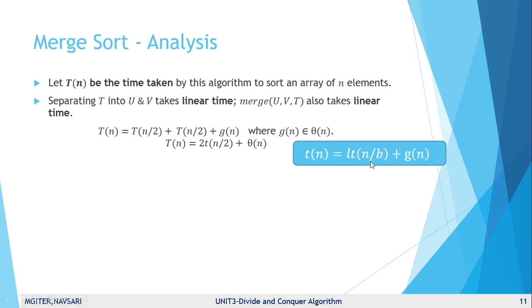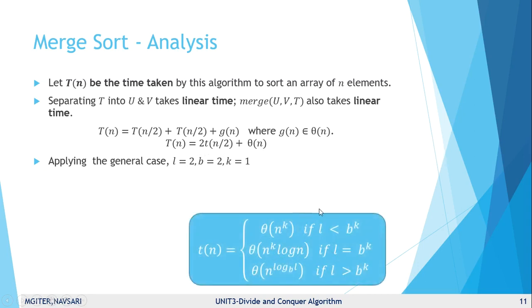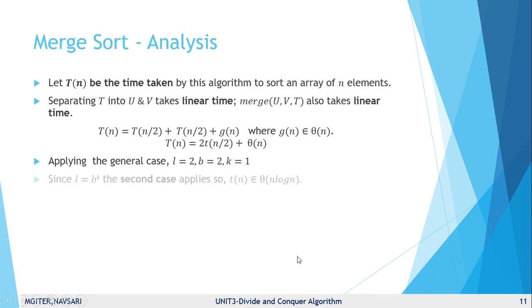Now we match with the master theorem form, that is l T of n by b plus g of n, which matches with this one. Now we find the values of l, b and k. Here l is equal to 2, b is equal to 2 and k is equal to 1. Here l is equal to b, so the second case matches. So the second case applies, and the time complexity of merge sort is theta of n log n.